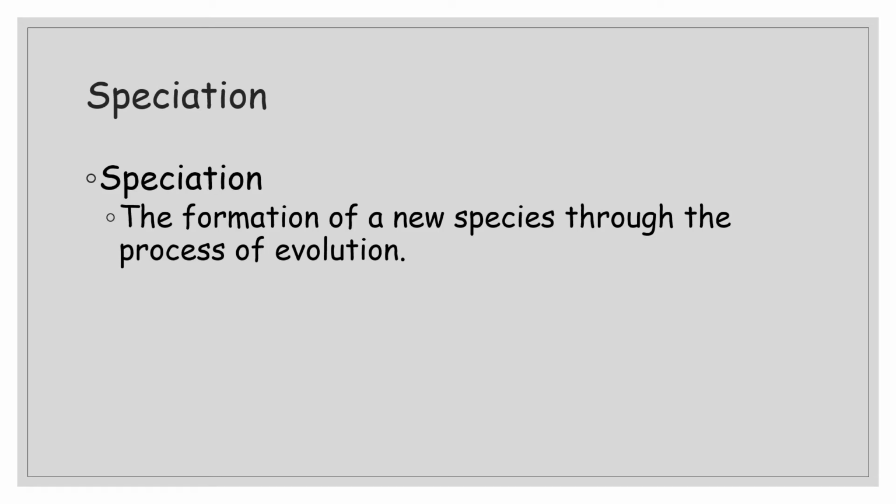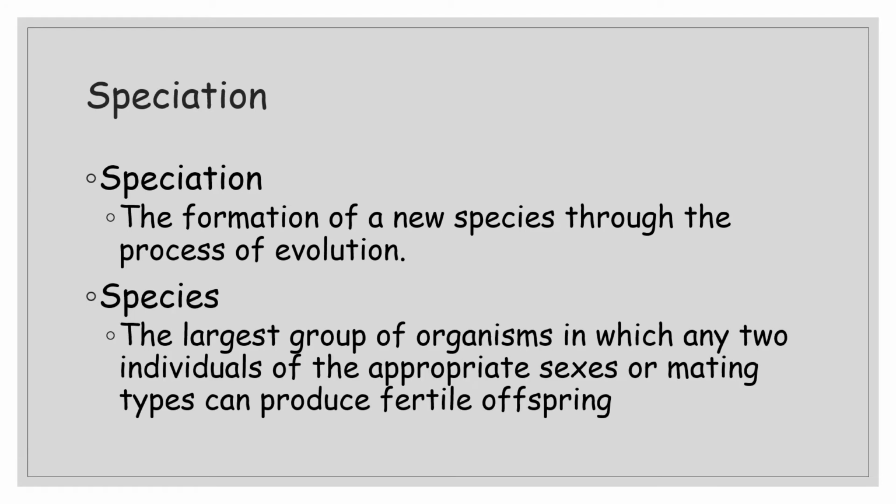And that leads us on to speciation, which is the formation of a new species through the process of evolution. And if you remember back to the start of Unit 3 when we were looking at the key words involved in ecology, then a species is the largest group of organisms in which any two individuals of the appropriate sex can produce fertile offspring. A good example to talk about when we're trying to define species is the big cats.